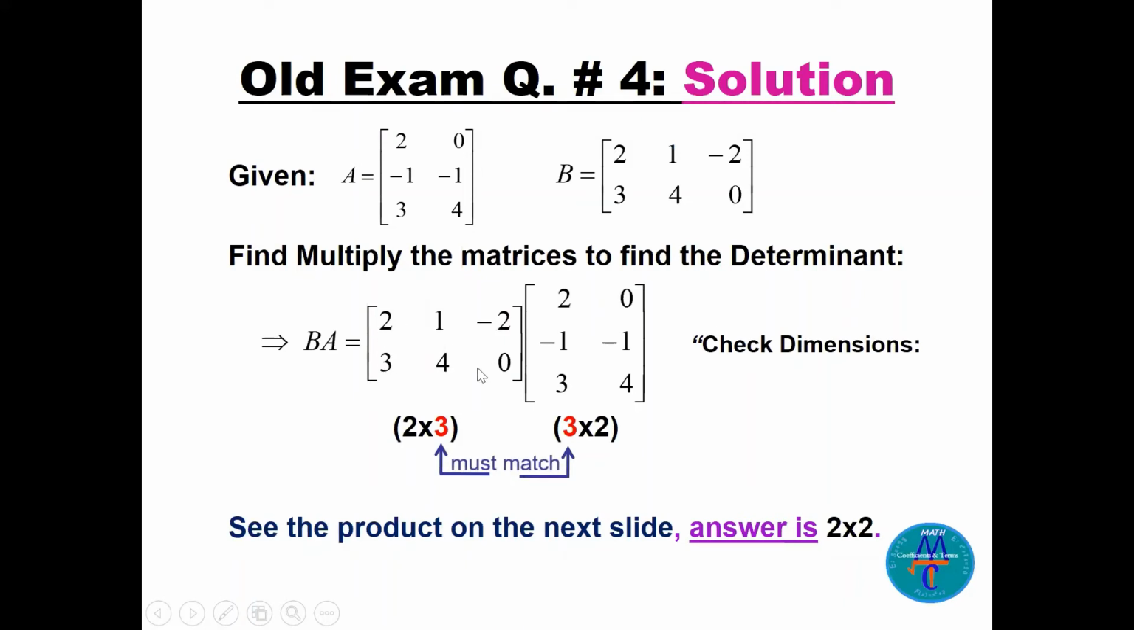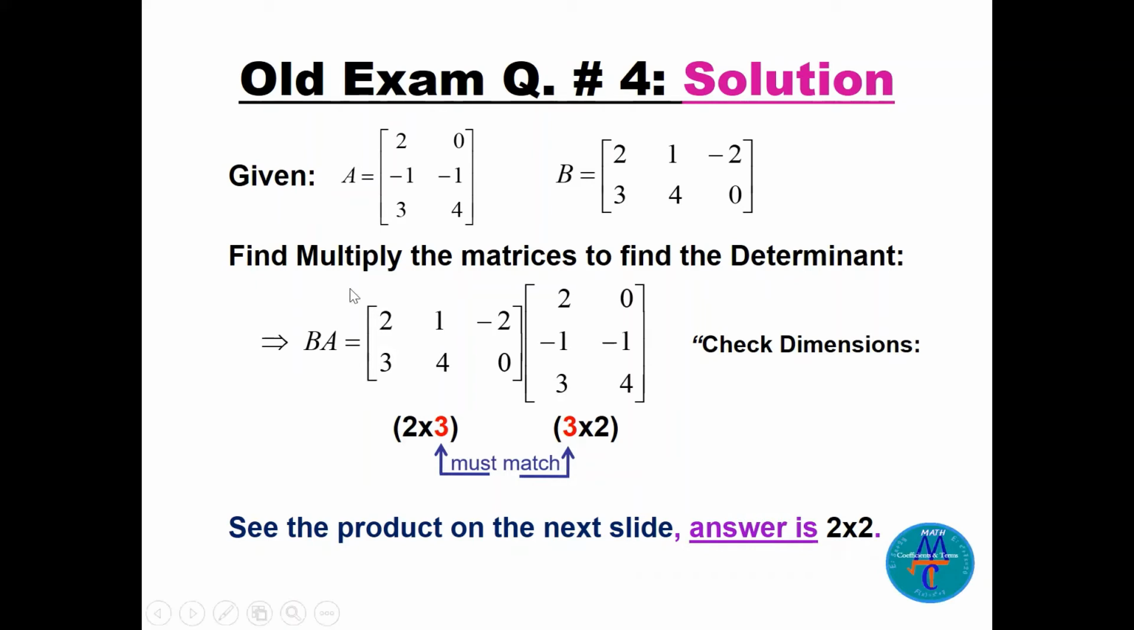So this is 2 rows, this is BA. Now B I put here, and this is A, 3 by 2. So these numbers, they match. And the product will be 2 by 2, which is a square. So you have to check the dimension, multiply, then the answer will be 2 by 2. Then after that, you can find the determinant. That's a little tricky question.